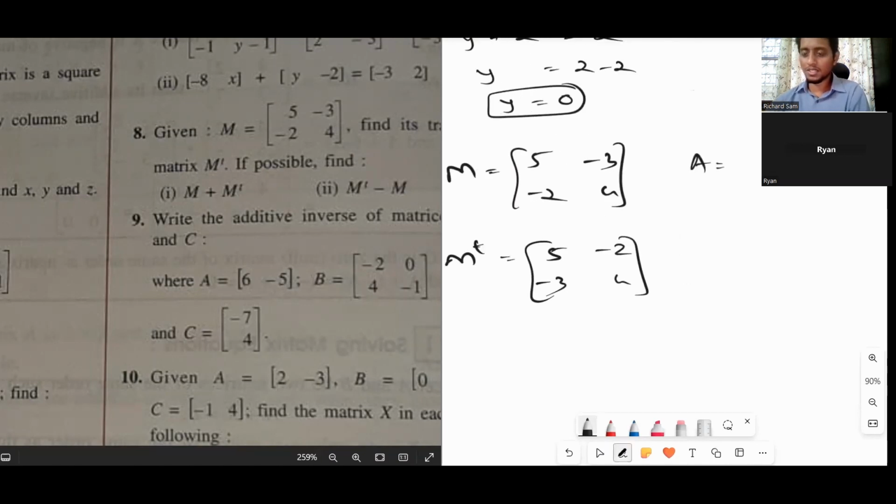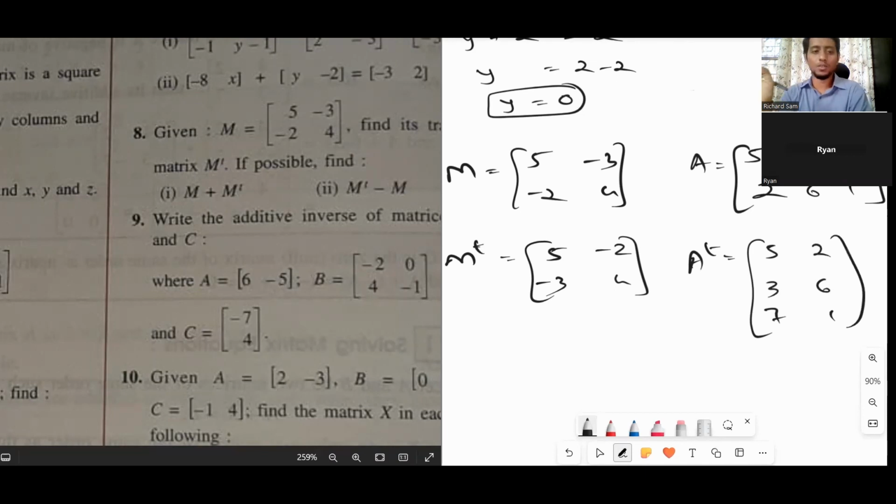One more example. Suppose A is 5, 3, 7, 2, 6, 1. A transpose, what will it be? Yeah, 5, 3, 7, you write downwards. And then here, 2, 6. Got it? So you're just interchanging the rows and columns, that is transpose.